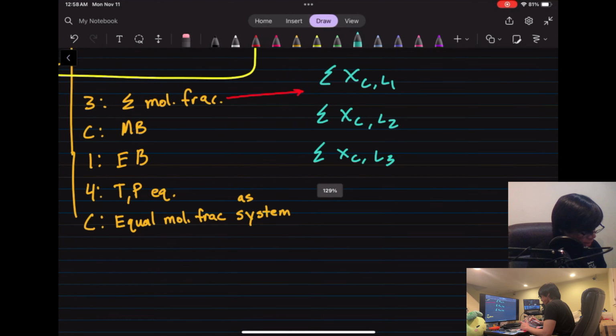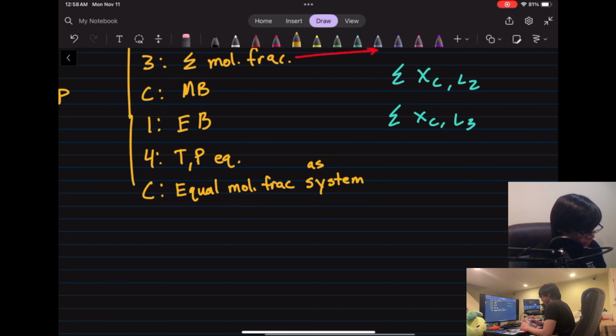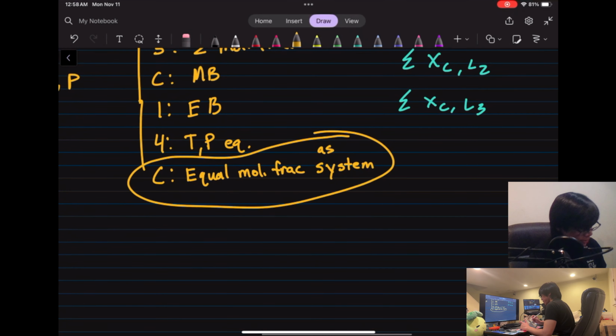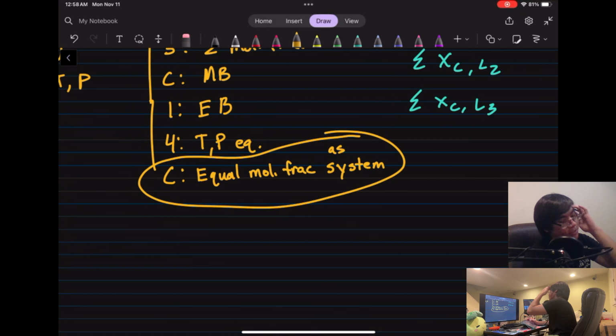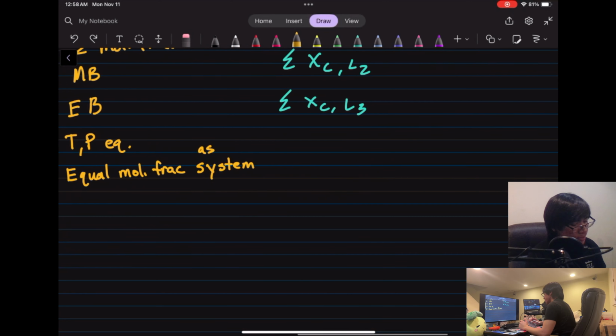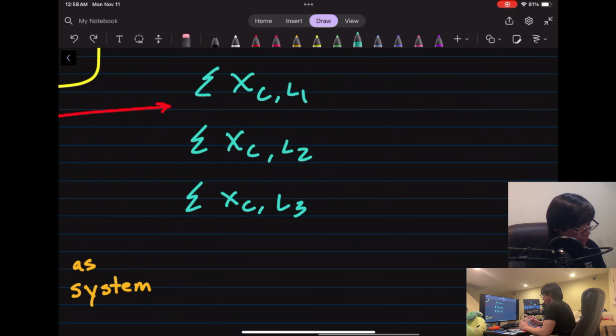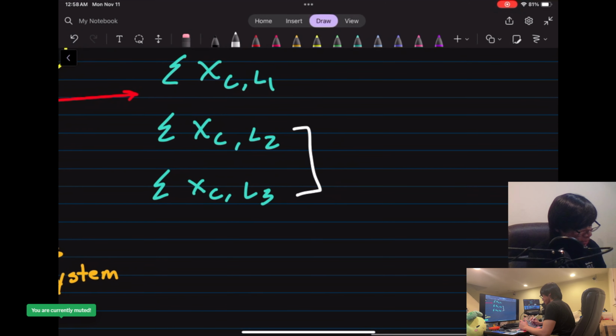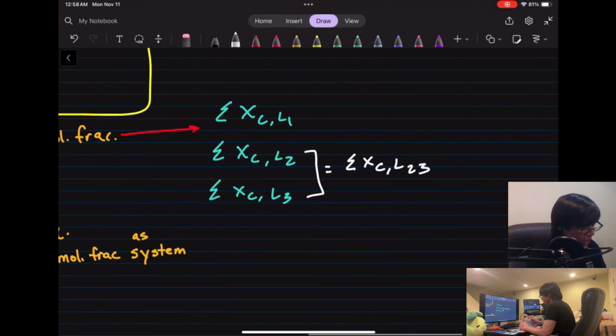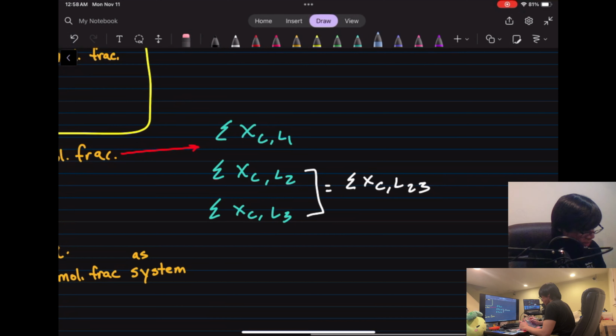And now what we're saying is that since for this last component here, since the outlet streams have equal mole fractions as a system, these sums of mole fractions equaling 1 are actually the same for these two. So they're the same, and I'm just going to call them a different label, maybe L23, and you'll see that the number of equations is actually decreased.